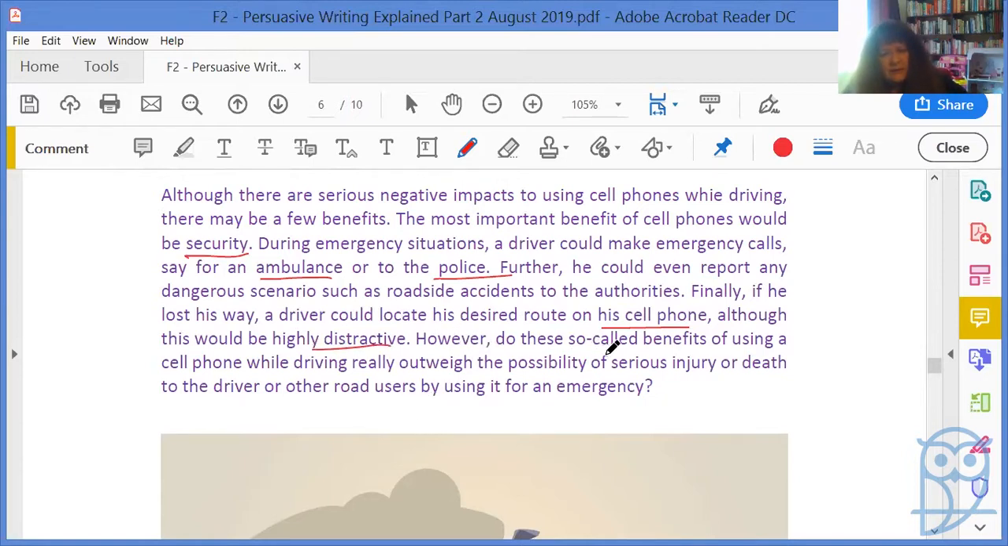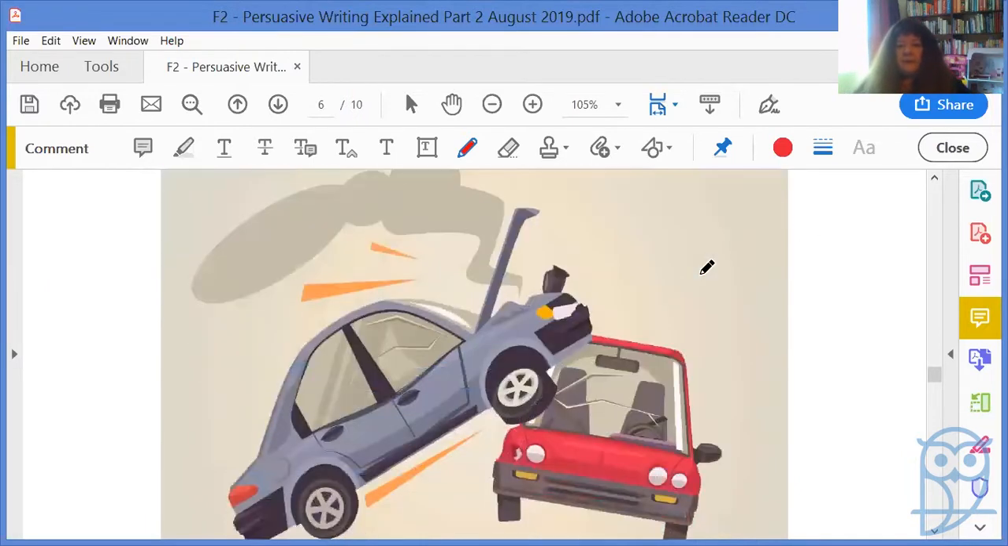However, do these so-called benefits of using a cell phone while driving really outweigh the possibility of serious injury or death to the driver or other road users by using it for an emergency? They didn't have all those things in the past, and somehow we managed to get emergency services to the scene. So think about that.